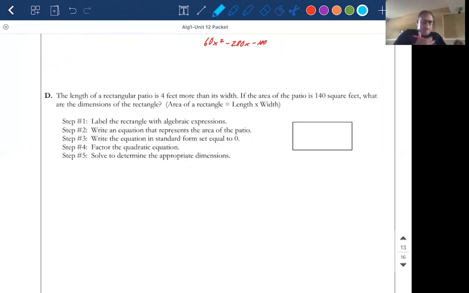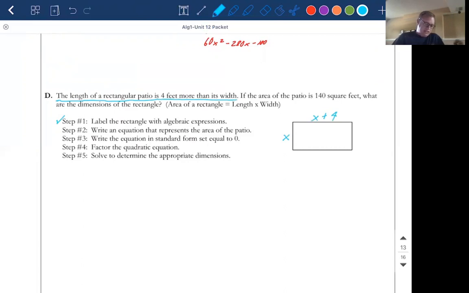Okay, and I've listed the 5 steps out here for you. We need to label the rectangle with algebraic expressions. So we're going to call the width x. And our first statement says the length is 4 feet more than the width. Well, if the width is x, then it has to be 4 feet more than that. That's going to be x plus 4. Done with step 1.